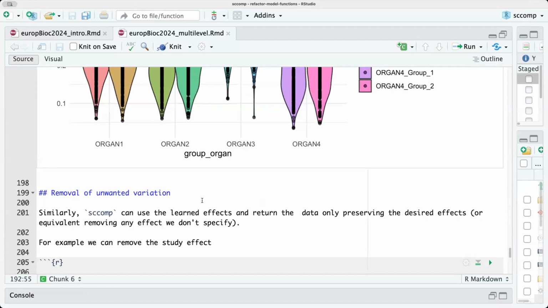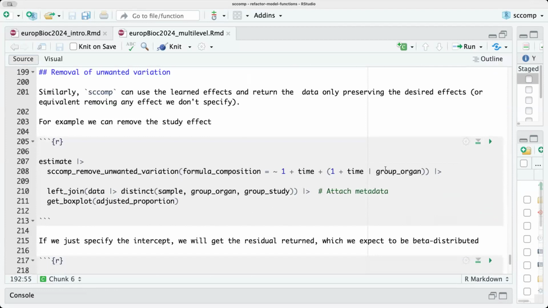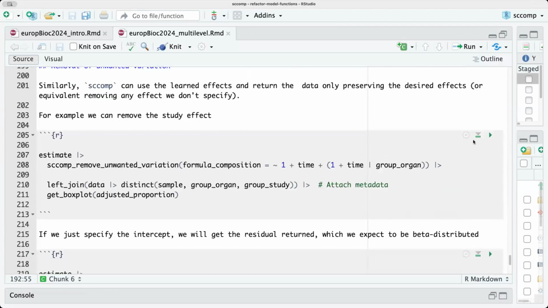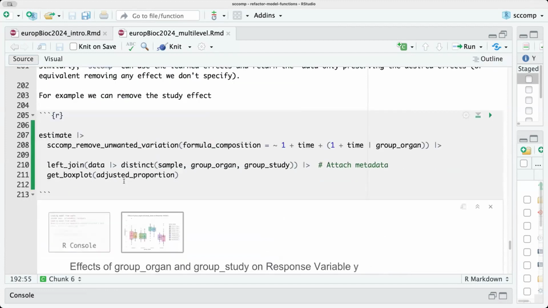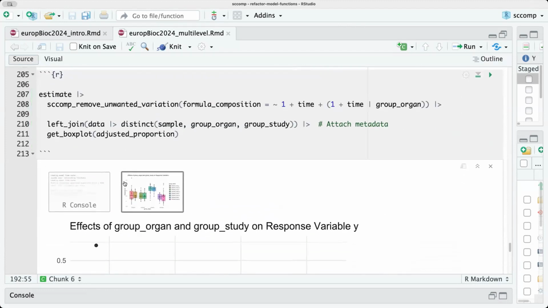Correct. Any sub-formula of your model, you can decide what to preserve. So you can imagine slicing the posterior with random effect, without random effect, and so on. The other thing is a similar concept. You can remove the unwanted variation.